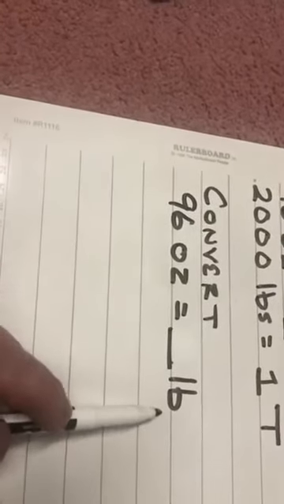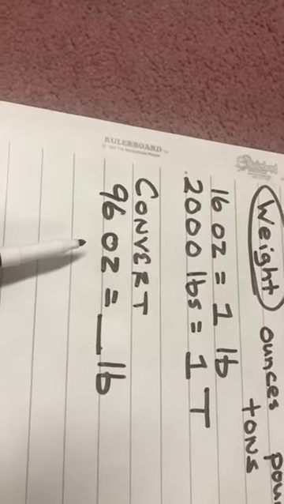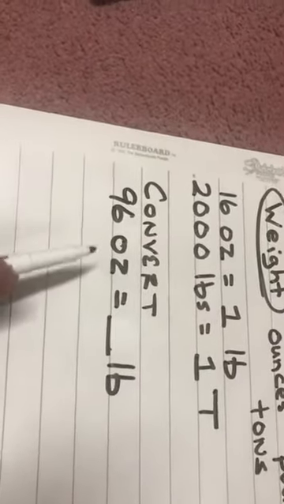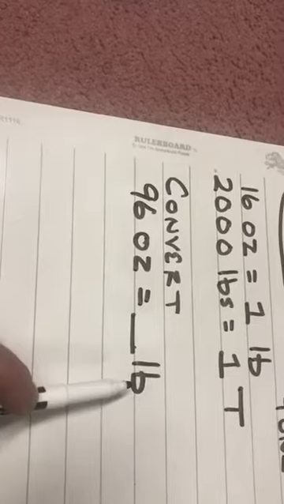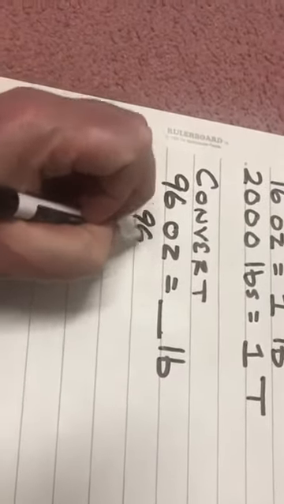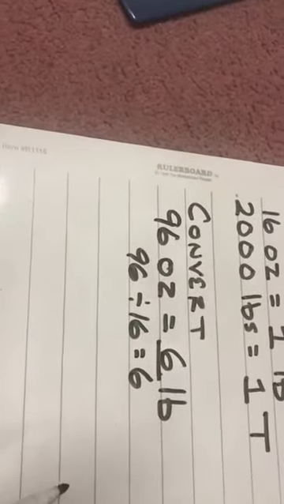It says that 96 ounces is becoming pounds. And since it takes 16 ounces to make 1 pound, we know that 1 ounce is smaller than 1 pound. So from 1 ounce to 1 pound, my measurement is getting bigger, which means my number is getting smaller, which means I'm going to divide. I'm going to be doing 96 divided by 16. That's a basic division problem, which for you as fifth graders isn't that hard. You find that that's 6. 96 ounces equals 6 pounds.